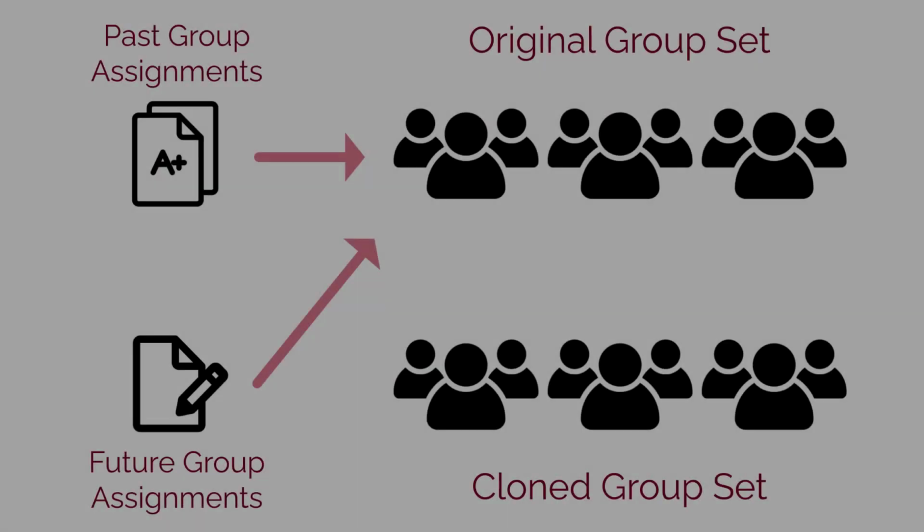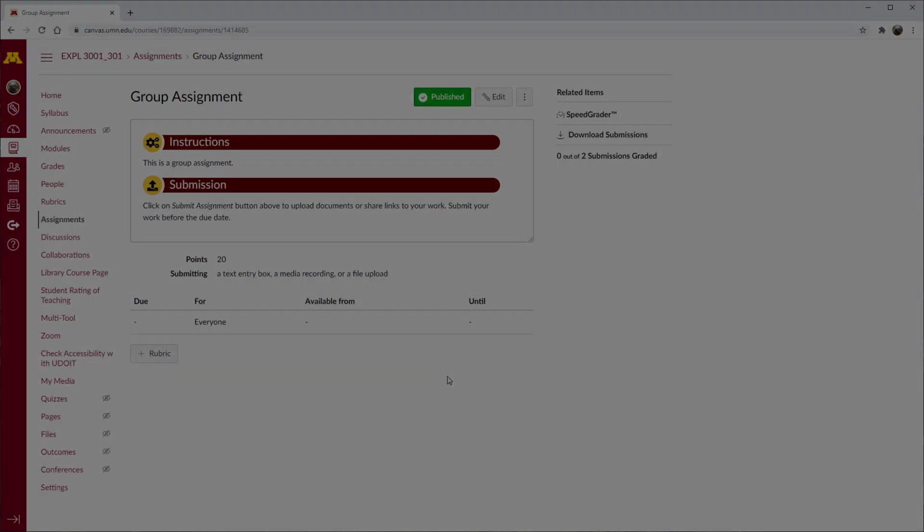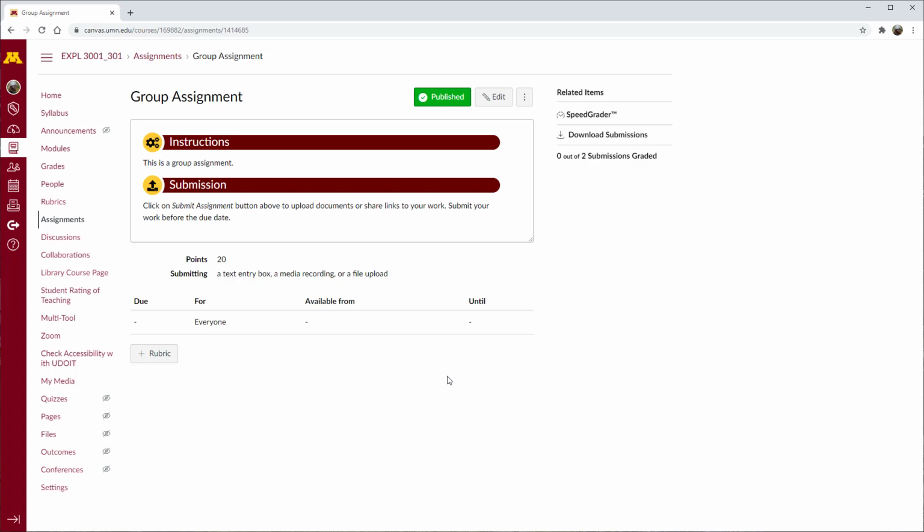Because you have created a new clone group set, for this to work, you are going to have to associate all subsequent group assignments or discussions that were tied to the original group set with the cloned one. For each assignment or discussion, go to the settings by going to the assignment or discussion page and click on Edit.